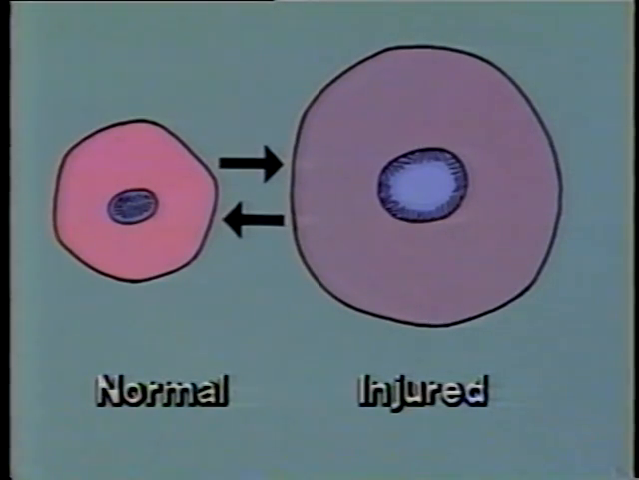It goes almost without saying that the threshold for injury by any given stress varies from cell to cell. As shown here diagrammatically, the injured cell may still revert to normal, provided the stress has not been too great and restoration of a normal environment begins within a finite period of time.